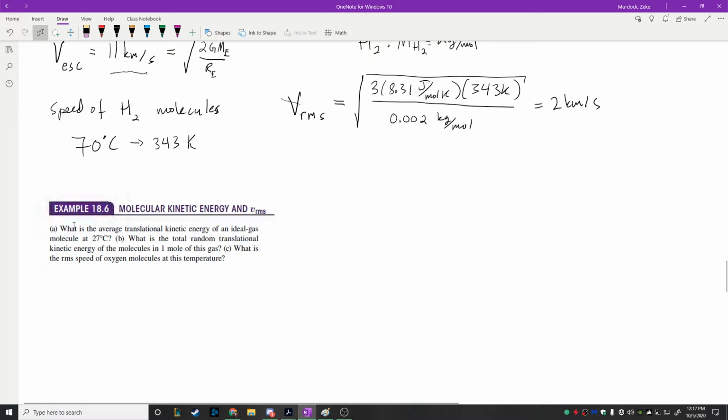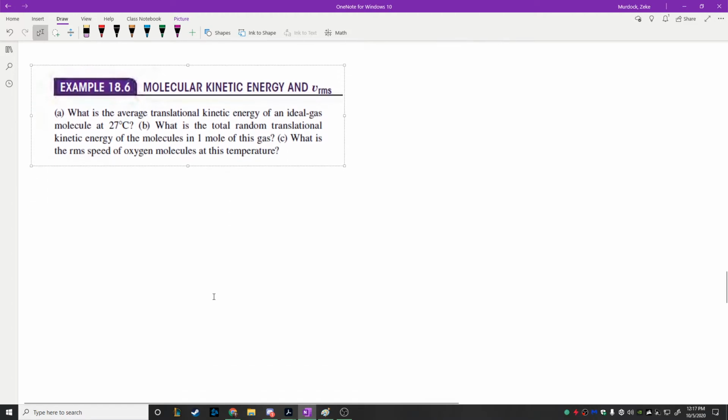It says, what is the average translational kinetic energy of an ideal gas molecule at 27 degrees Celsius? What is the total random translational kinetic energy of molecules in 1 mole of this gas? So the first part says of a single molecule. And then the second one is, what is the total random translational kinetic energy of the molecules in 1 mole? And then what is the RMS speed of oxygen molecules at this temperature? Those are all the things we want to find. Okay? All right.